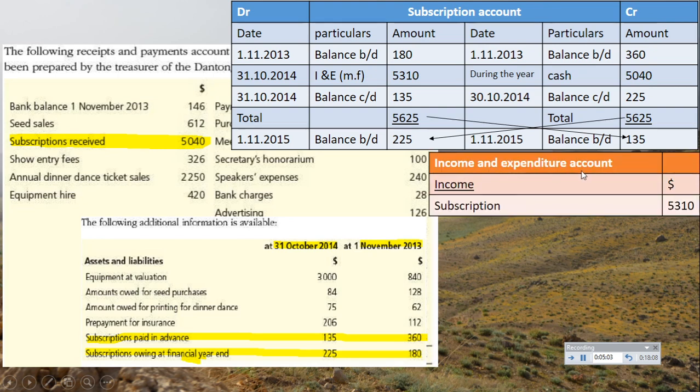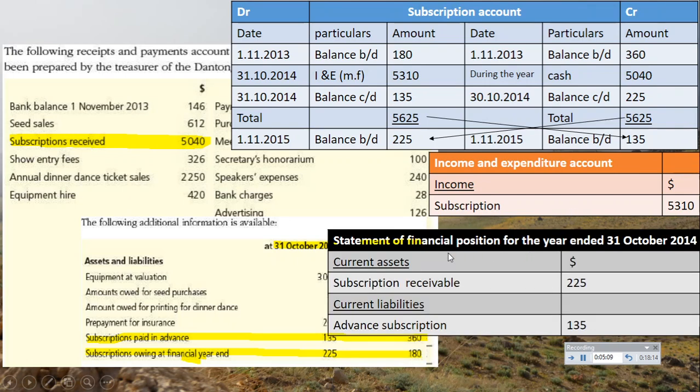So this is your income and expenditure account. Under the heading of income, you show subscription as 5310. In the statement of financial position, under the heading of current assets, you show subscription receivable 225 as a current asset. And then 135 is the advance subscription received, that's your liability. You need to show it under the heading of current liabilities, advance subscription 135. That's how you prepare it.